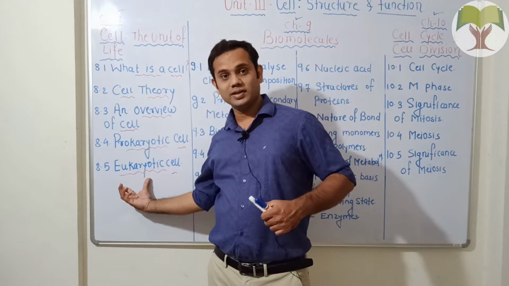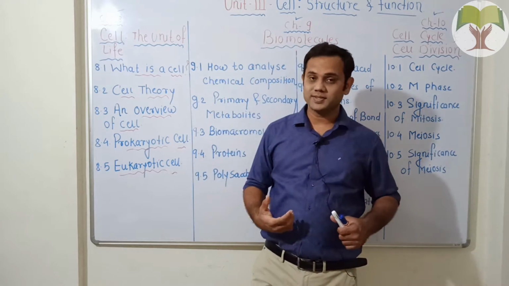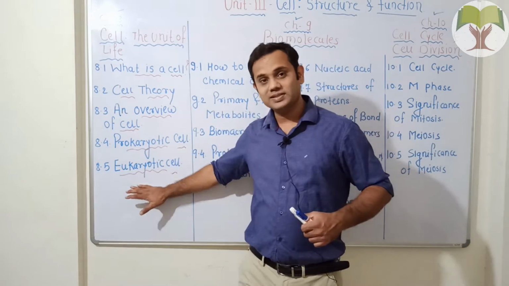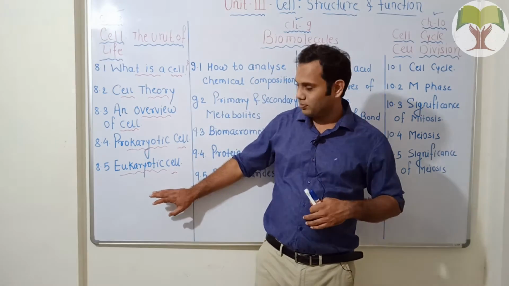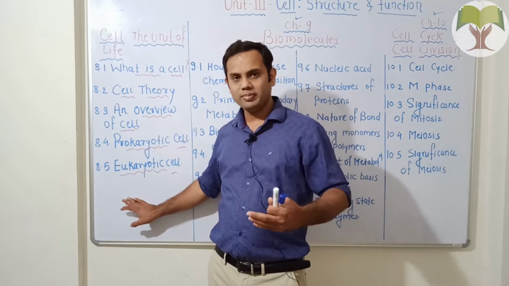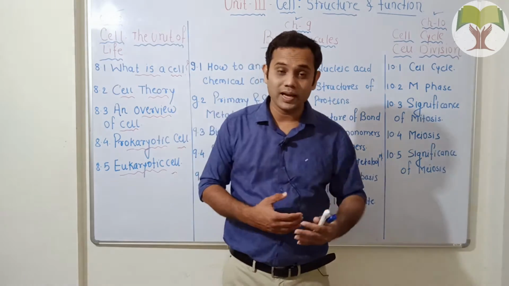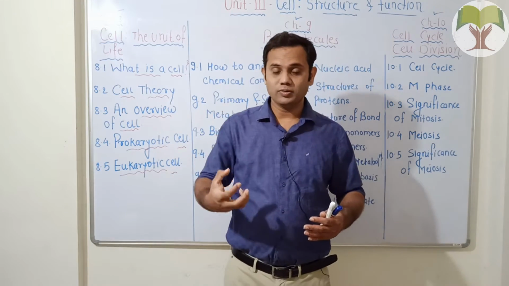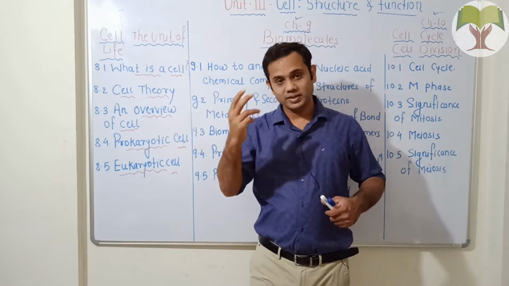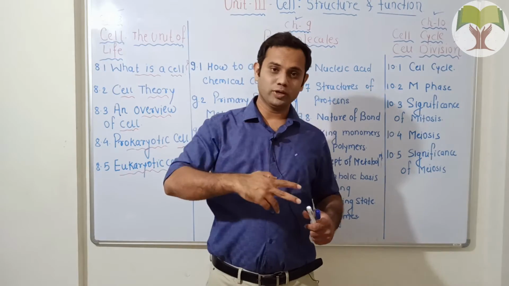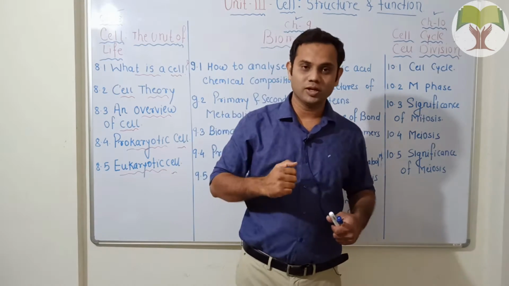The eukaryotic cell has a somewhat complex structure. What type of structures does it have? It has a cell wall if it is a plant cell, and then the cell membrane. Then there are different cell organelles, like the nucleus and the endoplasmic reticulum. Even that has two different types, smooth endoplasmic reticulum and rough endoplasmic reticulum.